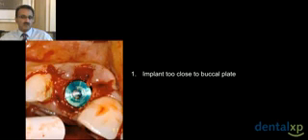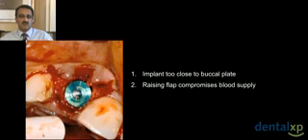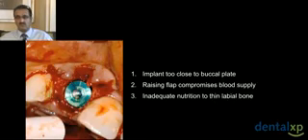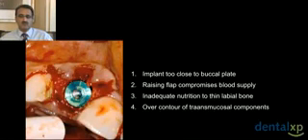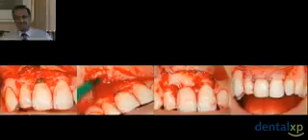If we look, the implant is way too close to the buccal plate, and we know that that will remodel away, and we will lose some height. The implant is very broad, and this also compromises the contours of the transmucosal components, because they will also be very broad. We've raised the flap, which we wouldn't necessarily do today. This thin bone on the labial may not be adequate to resist the forces of occlusion, and the over-contour of the transmucosal components is obviously going to be an issue here.